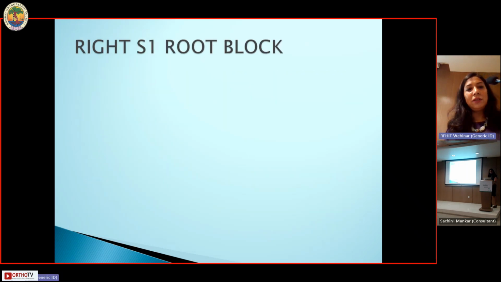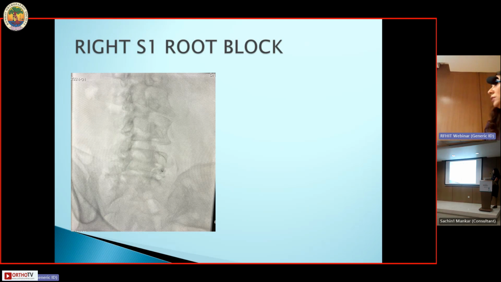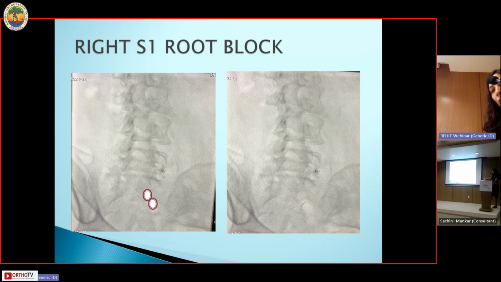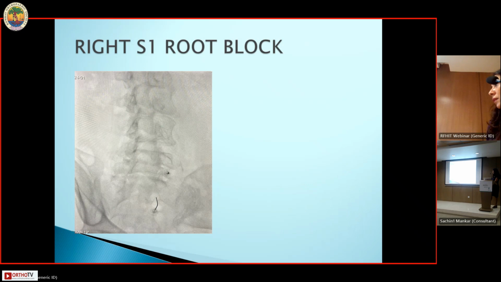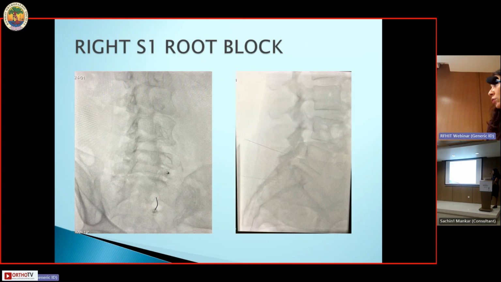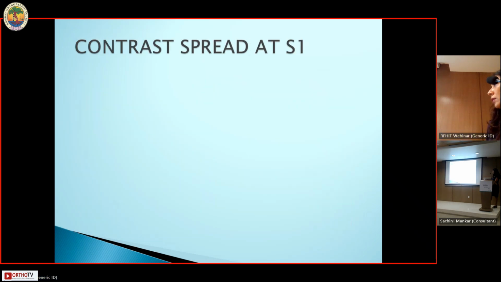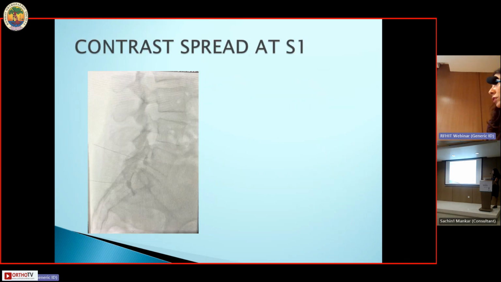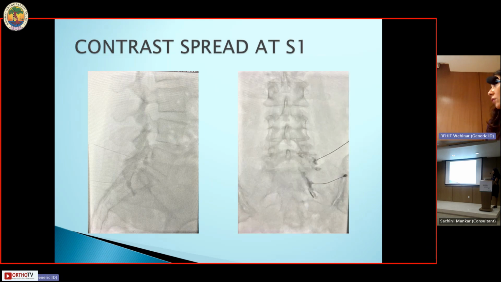If anybody's interested in S1, S1 is slightly different. Here you do not square the vertebrae. I've already done a right L5 and I'm doing the S1 here. You see this figure of 8 of the two sacral foramina, the anterior and the posterior sacral foramen. You give local anesthetic there and you go from the lower foramen towards the upper foramen. Once you know that you are 3 to 4 centimeters deep, you do lateral imaging to make sure you're inside the foramen, give the contrast and see the contrast spread.